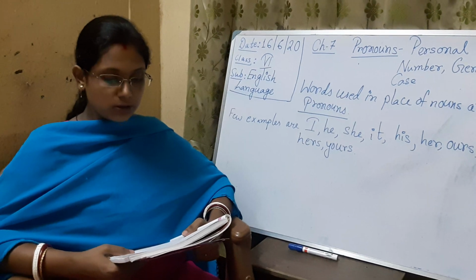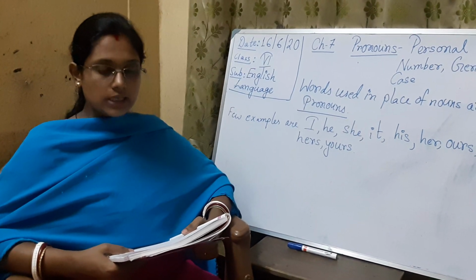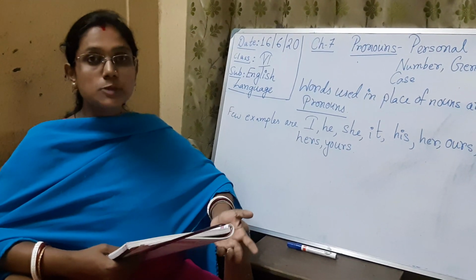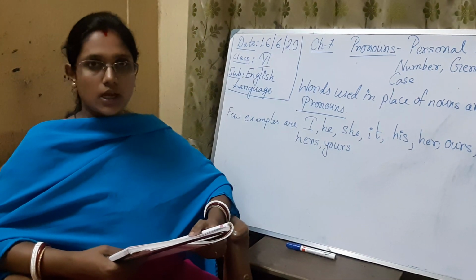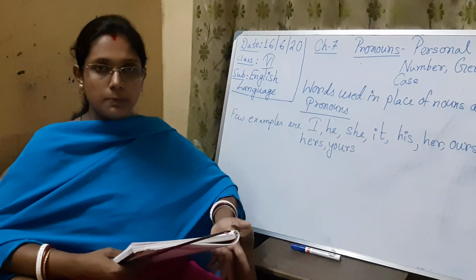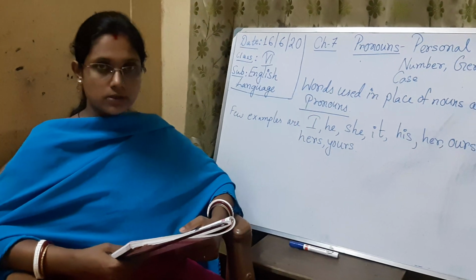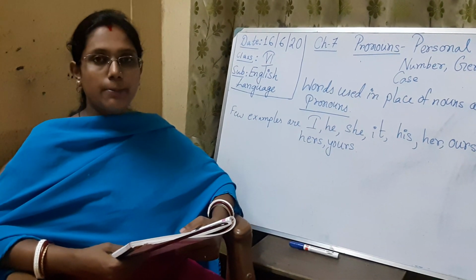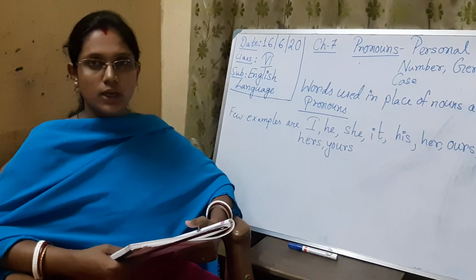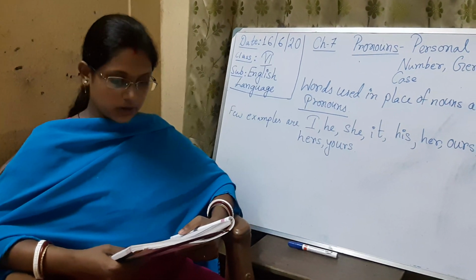So first person means it stands for the speaker. The speaker who is speaking is called the first person. And when we are speaking with another person, that person is called the second person. And third person means the persons whom we are talking about, that is called the third person.